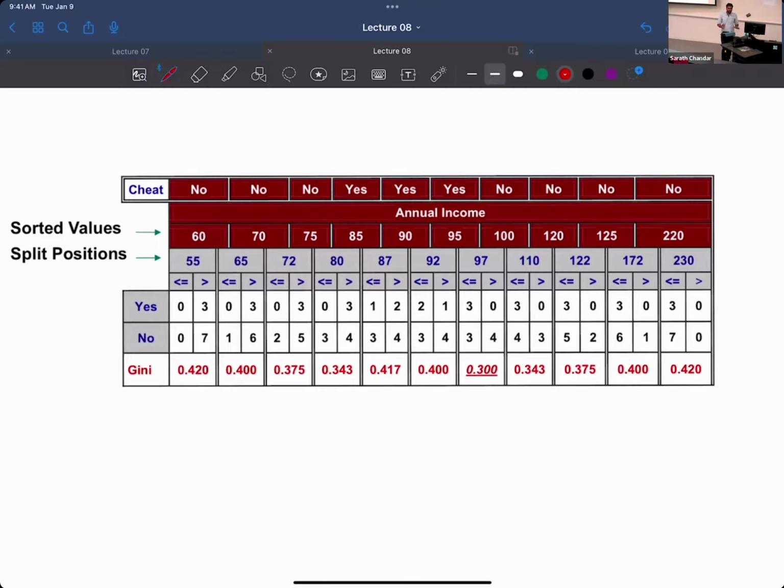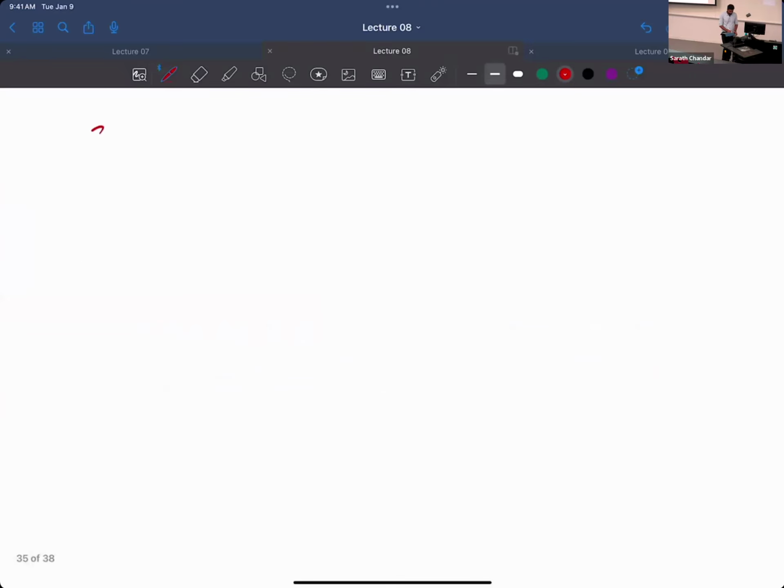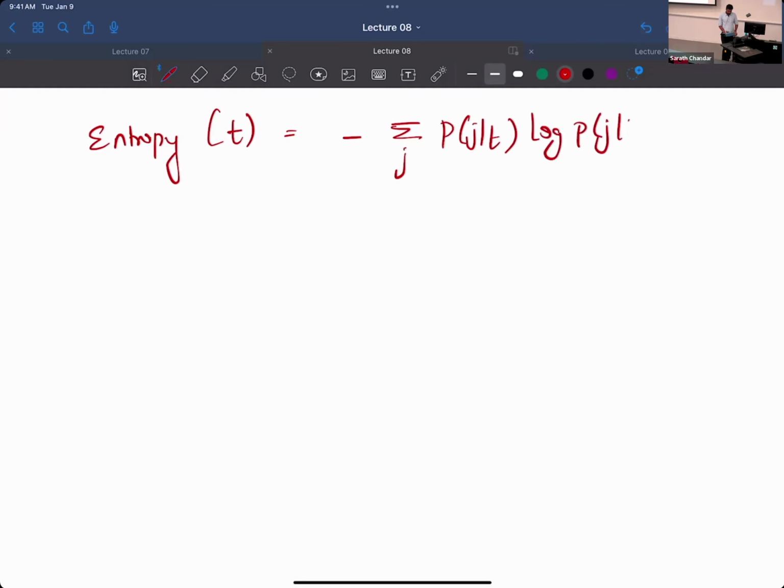Now this is one way to measure impurity. There are other ways. For example, the more classical way to measure impurity is through entropy. Entropy of T is given as minus summation over j, P of j given T times log P of j given T.